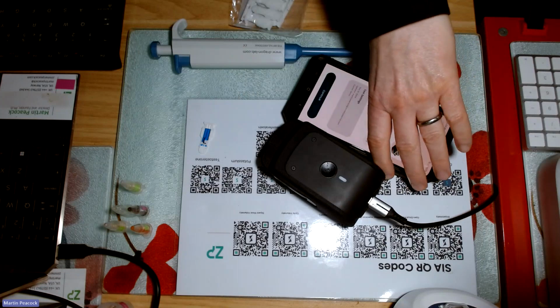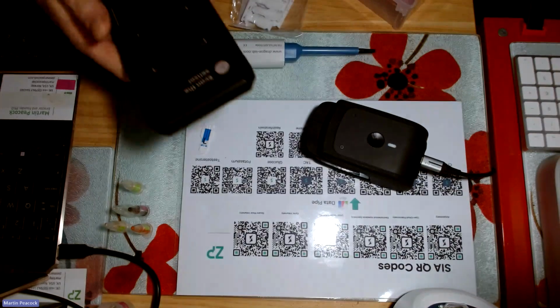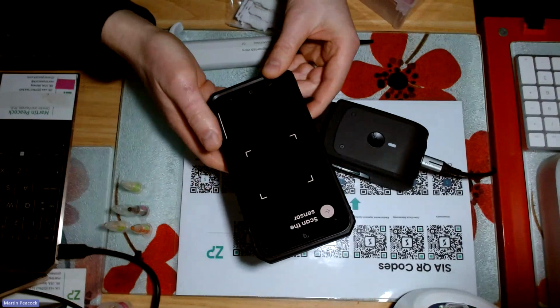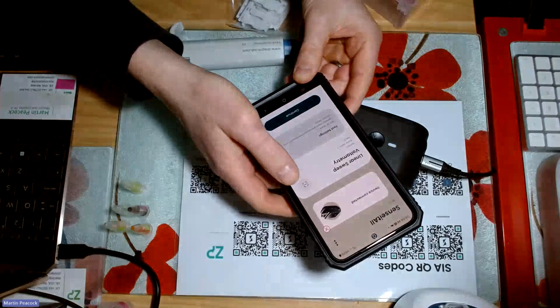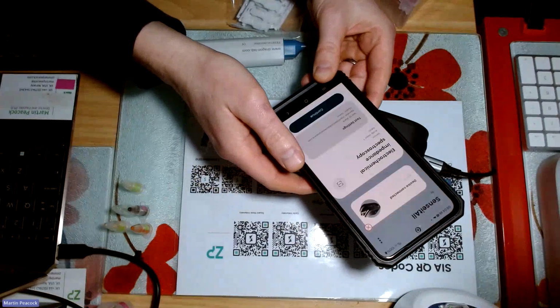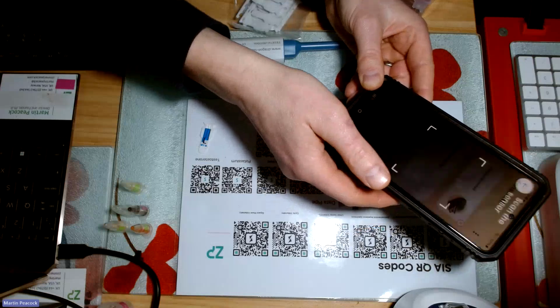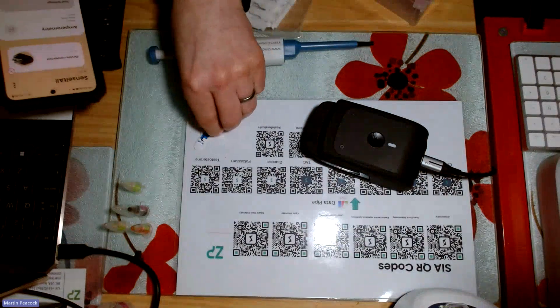So this is a potentiostat, but it's a very unusual potentiostat because, for example, if I scan this QR code here, I can do square wave voltammetry. If I scan this QR code here, I can do cyclic voltammetry. If I scan this QR code here, linear sweep voltammetry, electrochemical impedance spectroscopy, open circuit potentiometry, and amperometry.